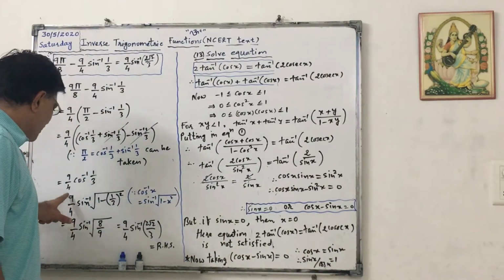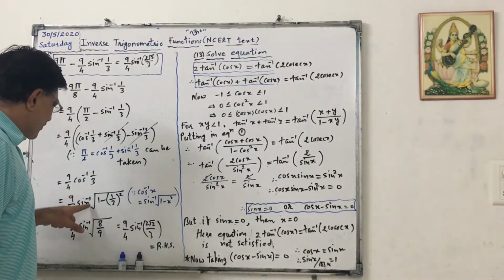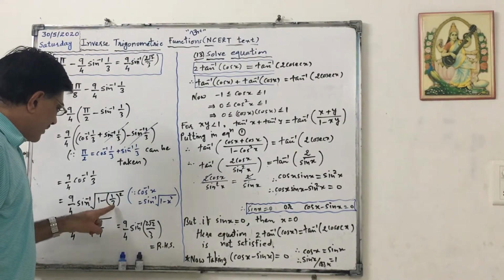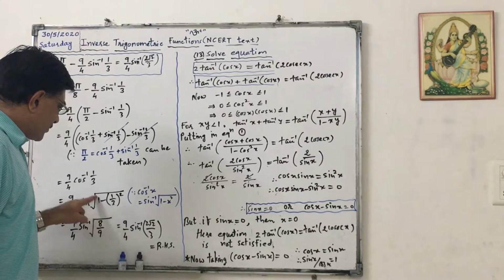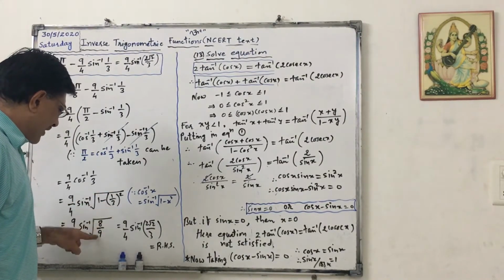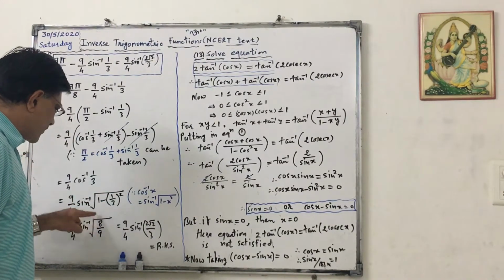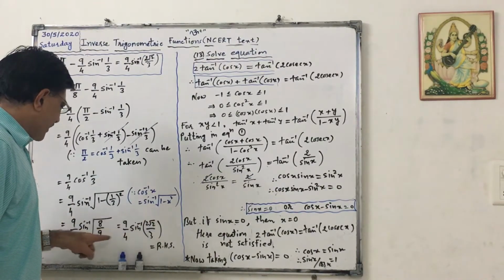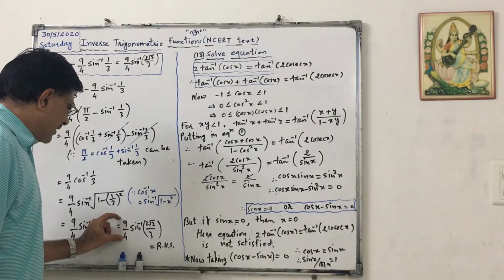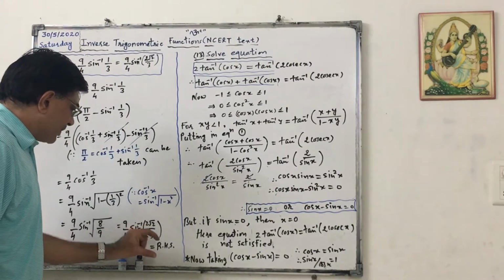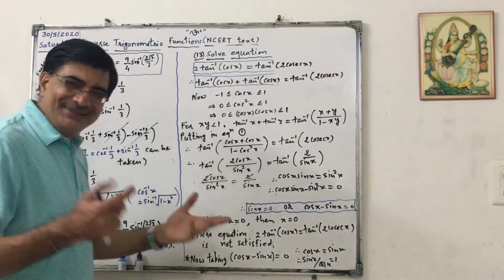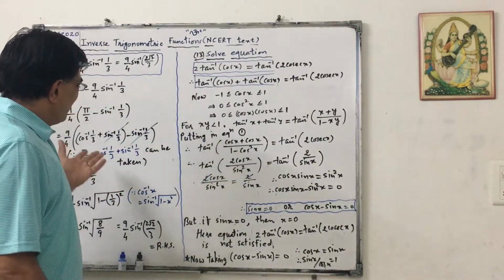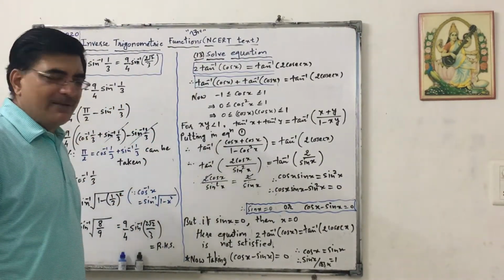So we can put here 9 by 4 sine inverse of square root of 1 minus x square, that is 1 by 3 square. Now this will become 1 by 9. So 9 minus 1, that is 8 upon 9. So 9 by 4 sine inverse of square root of 8 by 9. We know that square root of 8 is 2 root 2 and square root of 9 is 3. So 9 by 4 sine inverse of 2 root 2 by 3, that is the right hand side, proved. Easy? We can prove by another method, but this is the best method for this problem.